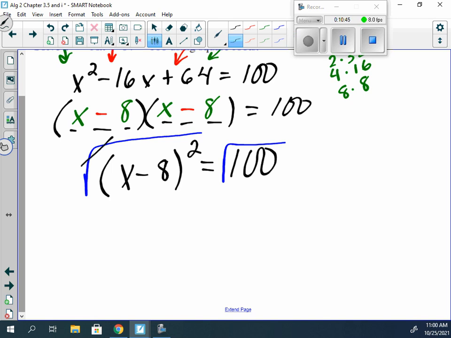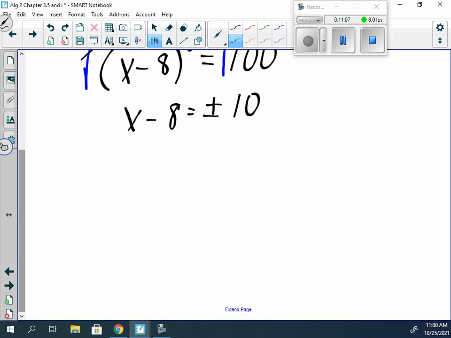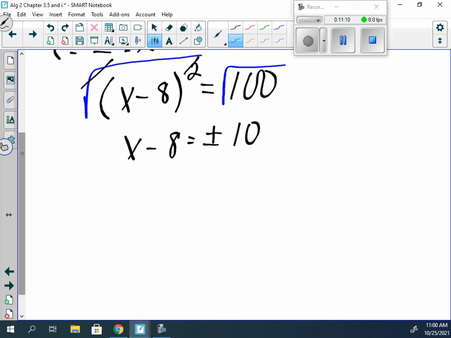Because here, the square root and square would cancel, leaving us with x minus 8 is equal to plus or minus 10. So since I was able to rewrite x squared minus 16x plus 64 as x minus 8 squared, we could use the square root method, square root both sides, and then what? Add 8 to both sides, which tells us x is equal to 8 plus or minus 10.